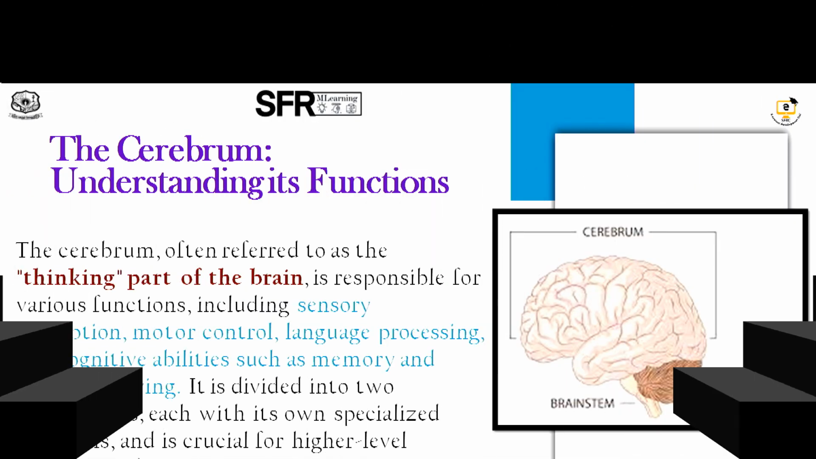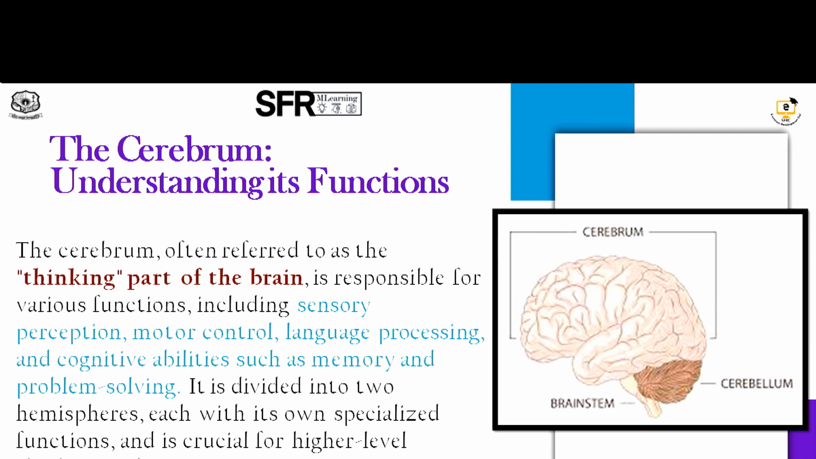Yes, coming to the main and major part, your cerebrum. Your forebrain is called the cerebrum. The cerebrum is also referred to as the thinking part of the brain. Your learned verbal memory and non-verbal memory are all stored in your cerebrum, that is your frontal lobe, your forebrain. That includes your sensory perception, motor control, language processing, problem solving abilities, and thinking ability. That's all coming under your forebrain or your cerebrum.